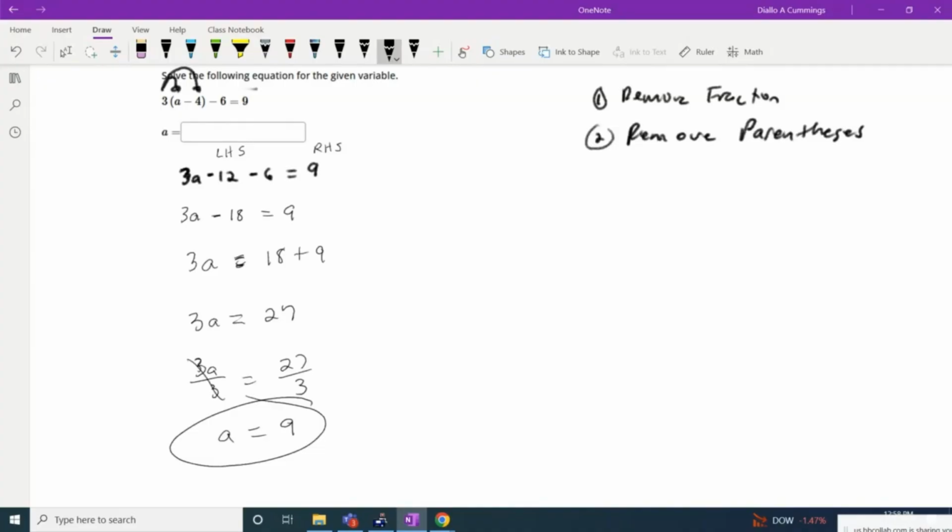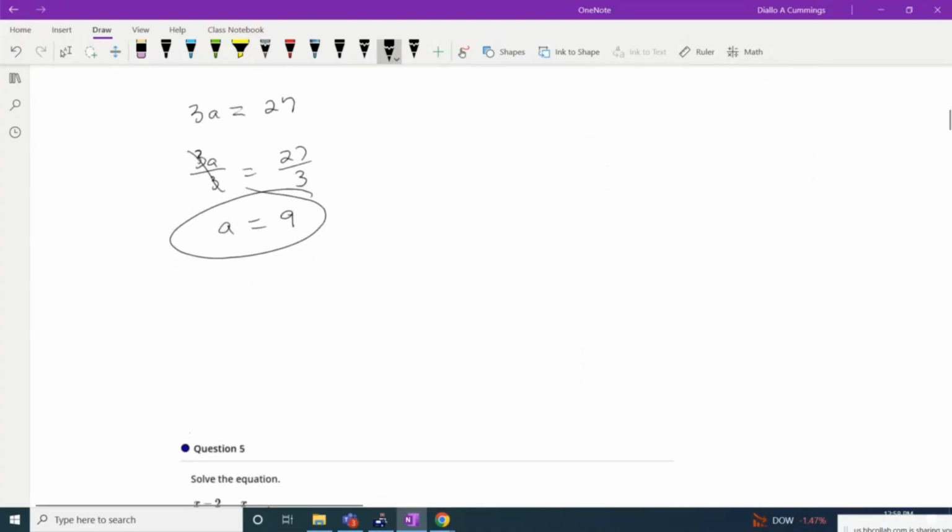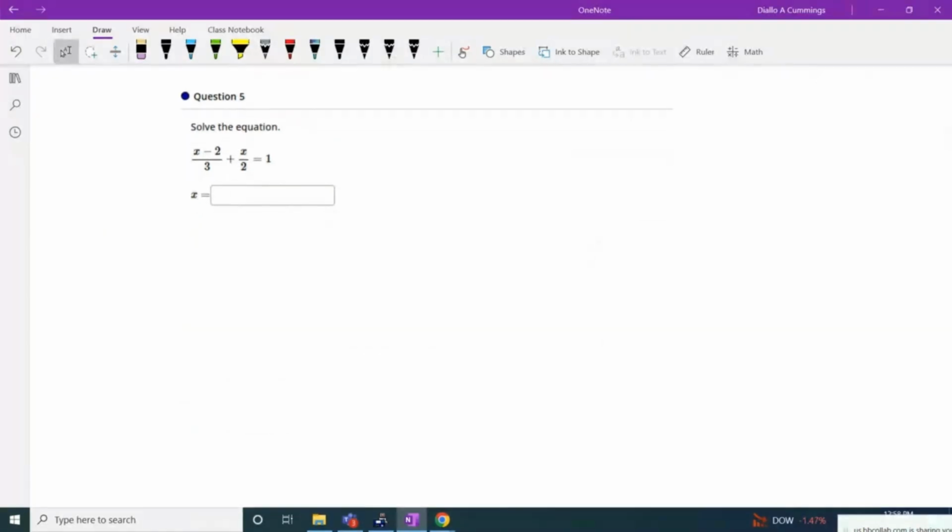All right, if we take a look at the next problem, right here again, we're asked to solve. This one contains a fraction. So the first thing we want to do is remove the fraction. That was like our step 0. In order to remove the fraction, we have to multiply both sides of our equation by the least common denominator or the least common multiple.